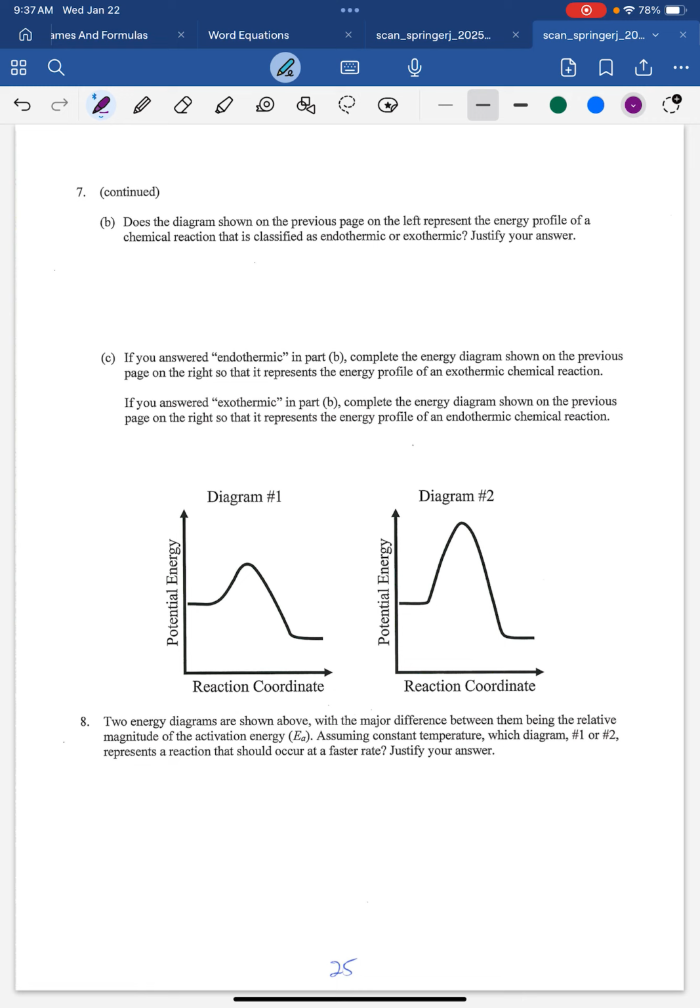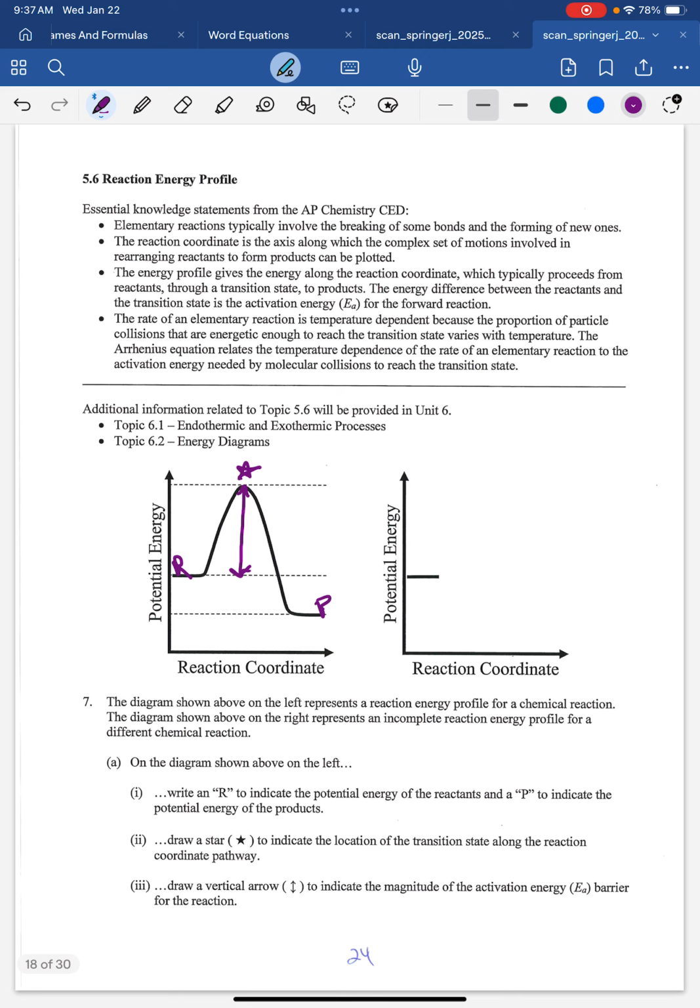Turning the page. Does the diagram on the previous page on the left show an energy profile of a chemical reaction that is classified as endothermic or exothermic? Justify your answer. Now, we haven't spent a whole lot of time talking about endo and exothermic, but remember, if it's endothermic, energy is going into the reactants, so that the net flow of energy is in, and we'll end up with higher energy at the end than we started with. And if it's exothermic, energy is flowing out of the process, so the energy of the products will be less than that of the reactants.